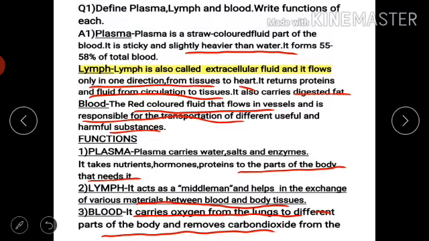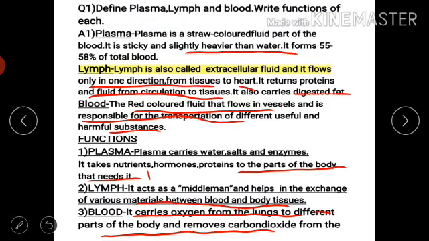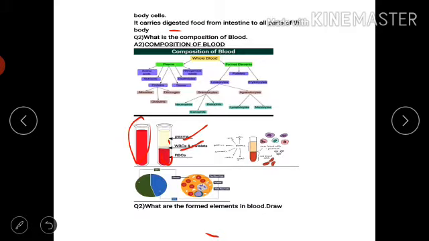The function of plasma is to carry water, salts and enzymes. It carries nutrients, hormones and proteins to the parts of the body that need them. Lymph acts as a middleman and helps in the exchange of various materials between blood and tissues. Blood carries oxygen from the lungs to different parts of the body and removes carbon dioxide from the body cells. It carries digested food from the intestine to all parts of the body.